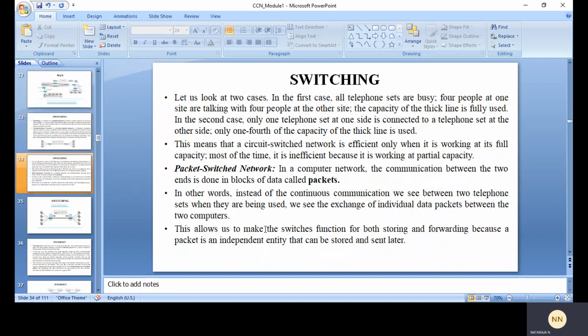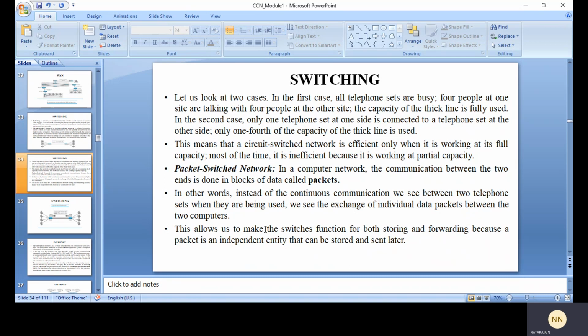The meaning of that is, a circuit switched network is efficient only when it is working at its full capacity. Most of the time it is inefficient because it is working at partial capacity. We cannot expect that all 4 lines will be busy at a time. Some 1 or 2 members will be calling while the others are free. That is why it is inefficient, because it is working at partial capacity.